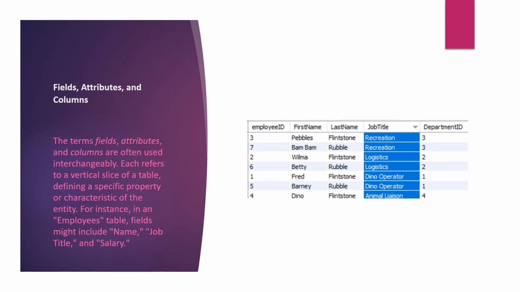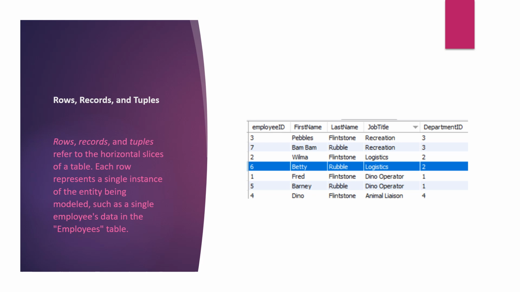The source mentions fields, attributes, and columns almost interchangeably. Is there a subtle difference, or are they basically the same thing? For practical purposes, you can think of them as the same. They all refer to the specific pieces of information stored in each column of a table. So in a table about employees, job title would be a field, an attribute, and a column all at once. And each row, or record, as the source calls it, represents a unique entry, like an individual employee in that employee table. Exactly. Each row paints a complete picture of that specific entity, all the attributes that define it.